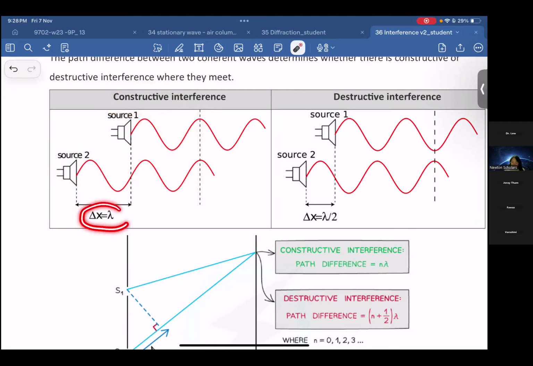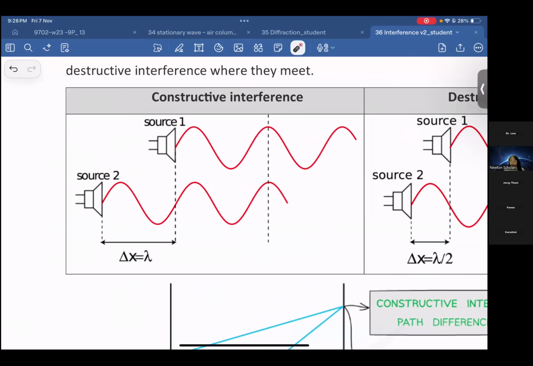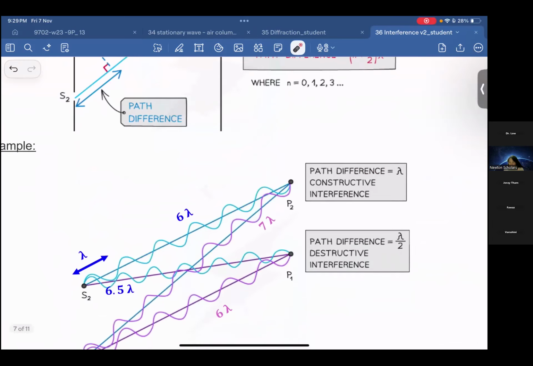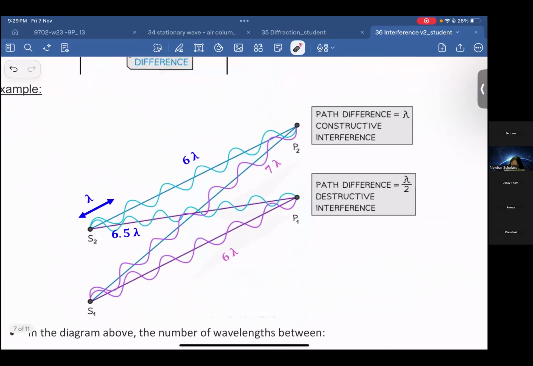So if their path difference is one complete wavelength or n complete wavelengths, 1, 2, 3 complete wavelengths, doesn't matter. At the end, when they intercept, they will get constructive interference. So for Prasan, this part, can you understand this part? One complete wavelength forms constructive because they will get the same phase meeting each other.